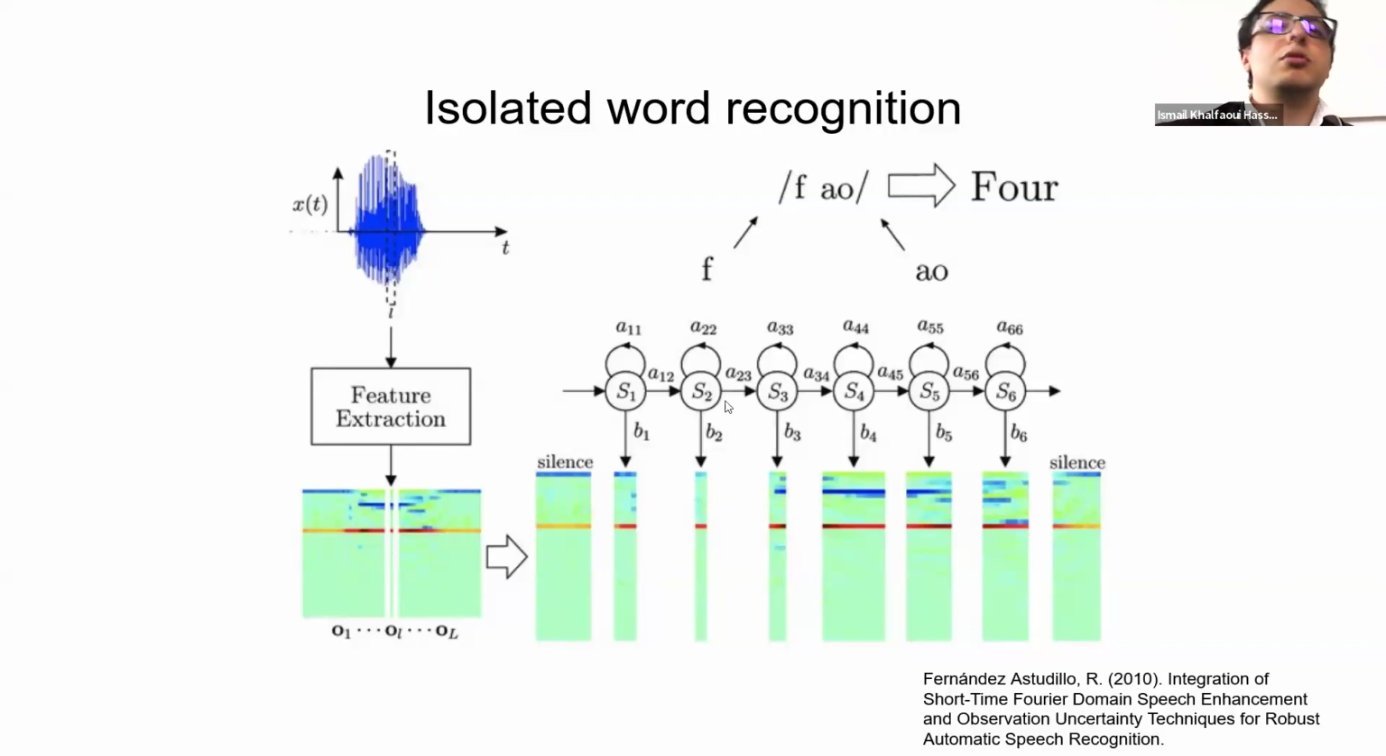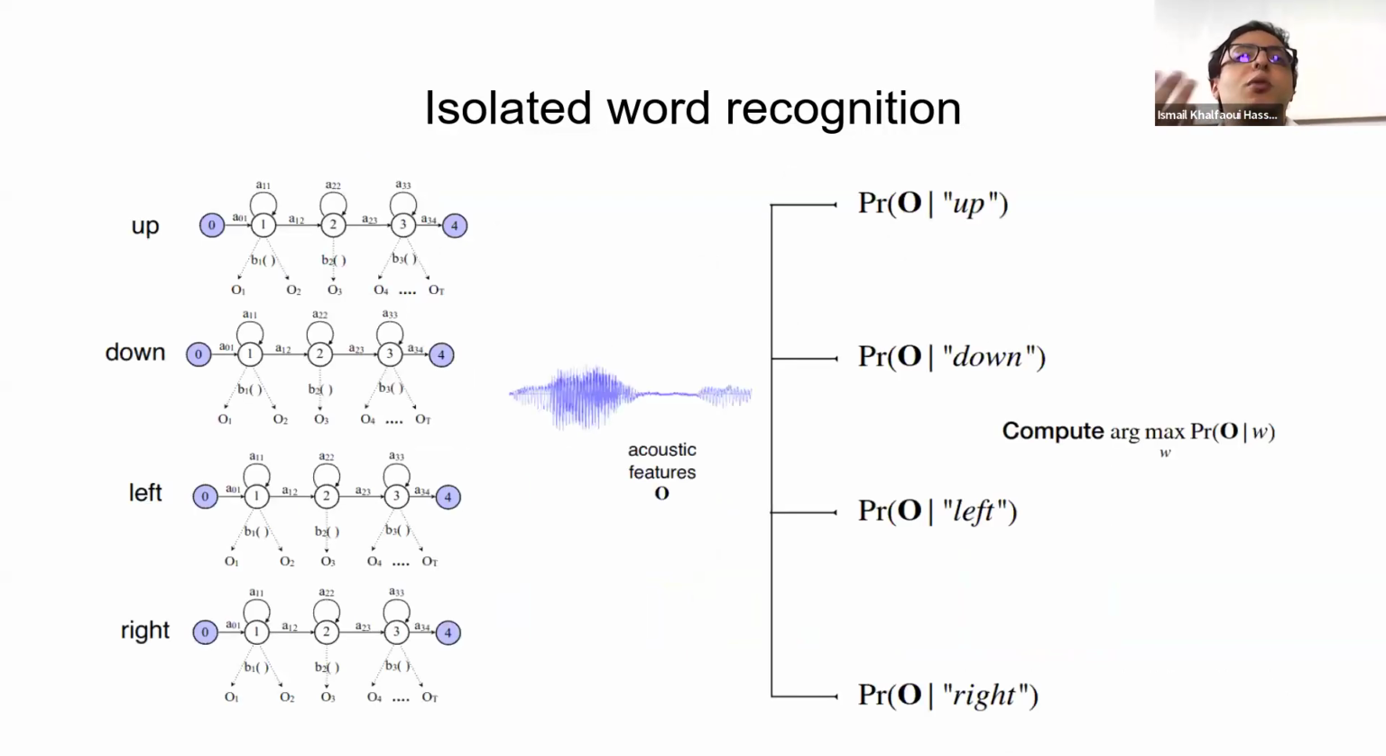And then they produce outputs, so B1, B2, B3, etc. As for example, here, the word "for" could be represented by a hidden Markov model, and every phoneme could be characterized by a state. So the F could be characterized by state 1, and then AO, the sound O, could be characterized by another state.